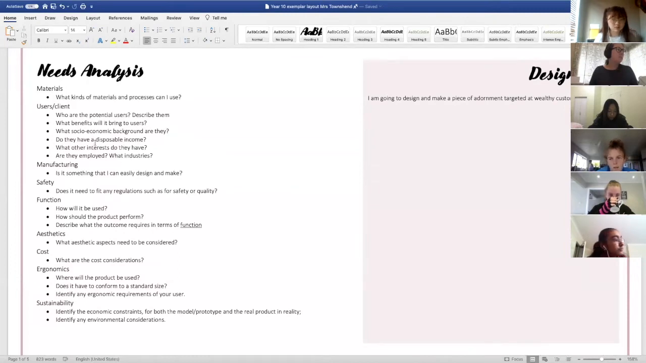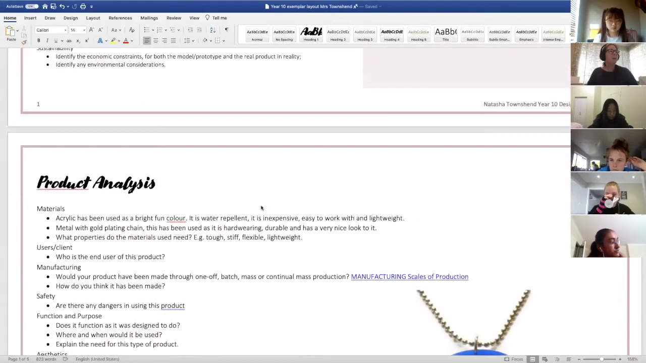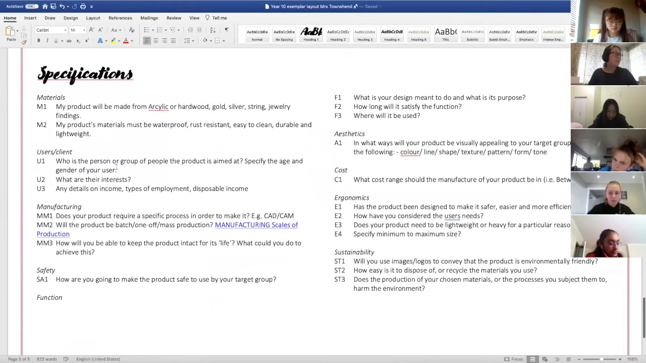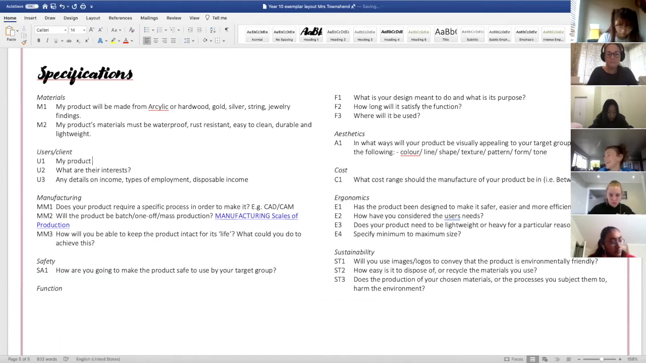So who are the potential users? Describe them. What are the benefits? Can somebody go back to their needs analysis, or you could all go back to your needs analysis, and let's start talking about user client. In fact, you can start writing out this first sentence, and then I'd like to hear from you. So who is the person or group of people that the product is aimed at? Specify the age and gender of your user. My product is aimed at.